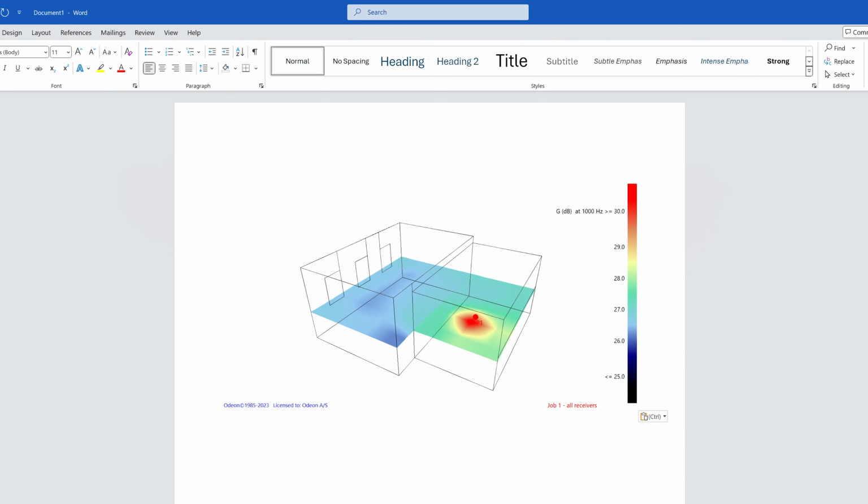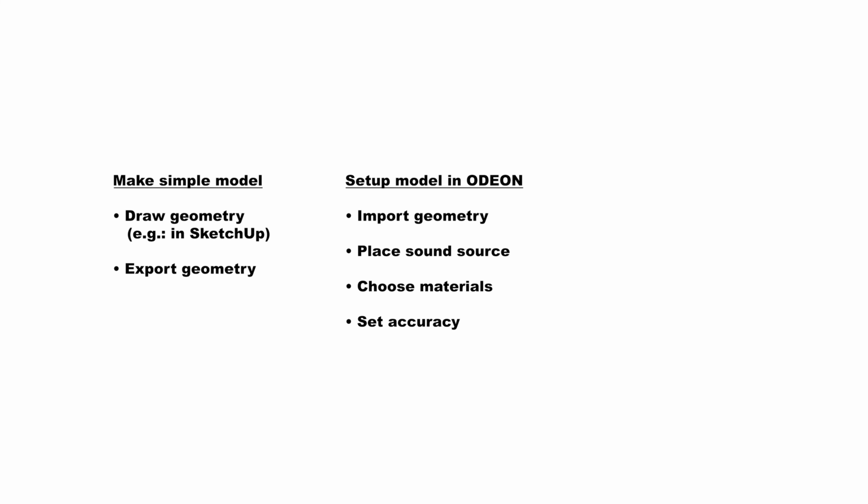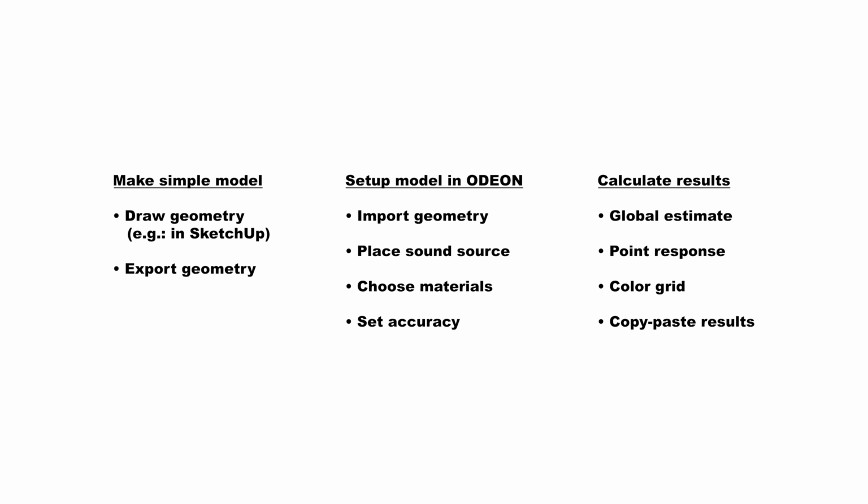As you can see, we have made a full project in just a few minutes. To summarize, you first make a simple model. Here we used SketchUp, which we recommend. Then you set up the model in ODEON by importing the geometry, placing sound sources, choosing materials, and setting the accuracy. Then you choose which results you want, such as the global estimate, multi or single point responses, and the color grid. And finally, you copy your results and paste them into a report for your client.